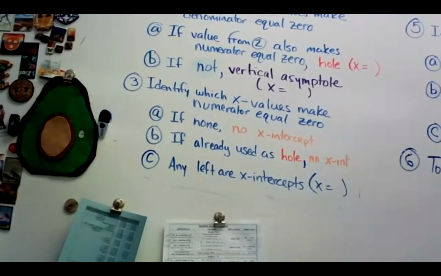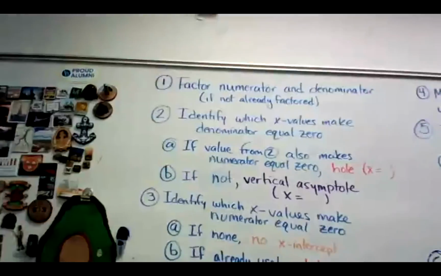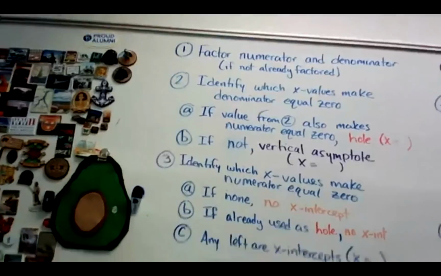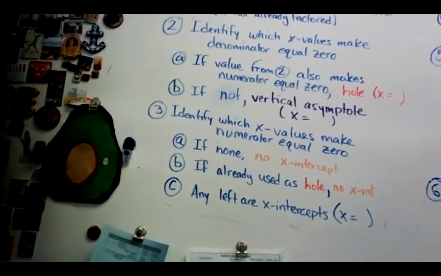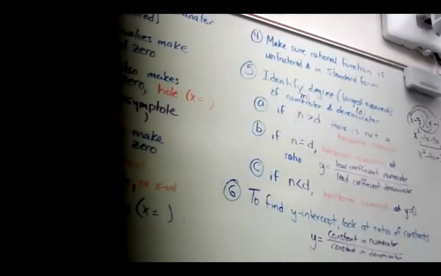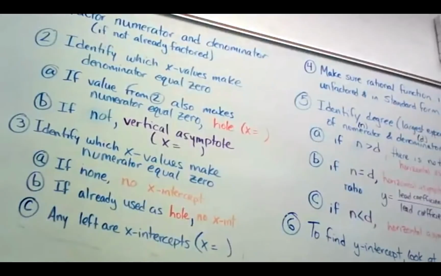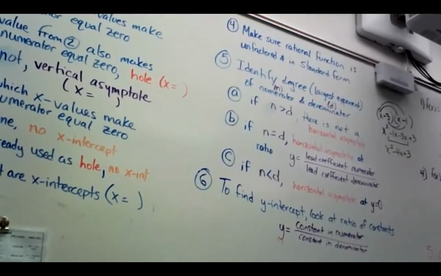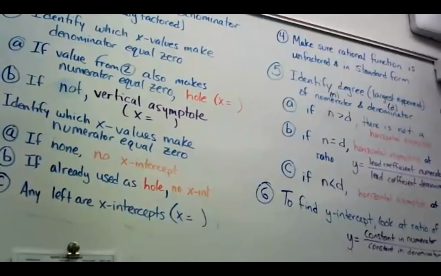Our first set of rules are there. If you want to look at this, I'll put a copy of it up online so you have it. These are the rules for finding your vertical asymptotes, holes, and X-intercepts. So there's the first little bit. As we go down, there's the rest of it. And then today, that's what we talked about today. Again, I'll put a picture of that up online so you can take a look at it.